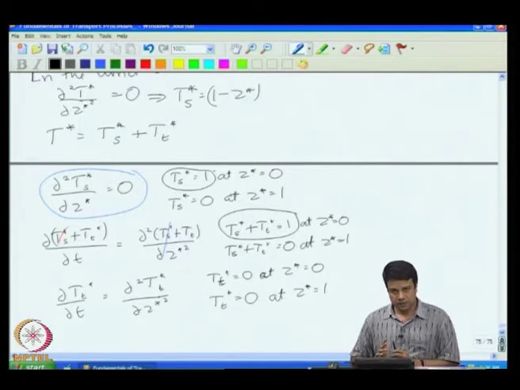Now, for the steady part, there was no time derivative, so it was sufficient to have just 2 boundary conditions. For the transient part, there is a time derivative. It is first order in time, and therefore, you require an initial condition as well. What is that initial condition?